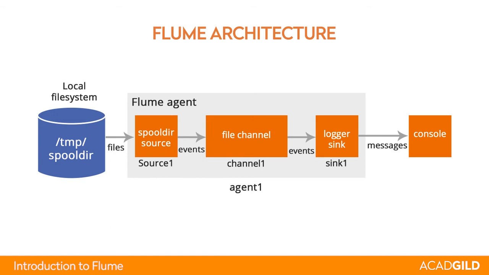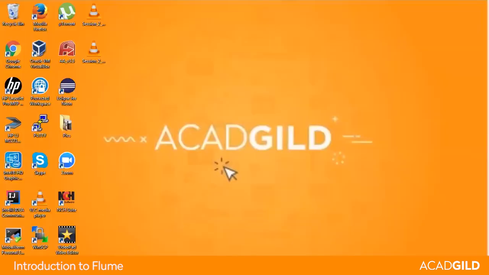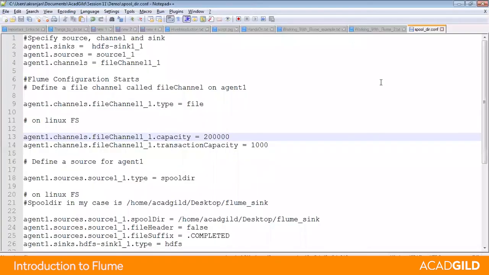Let's take a look at what the configuration file looks like. spool_dir.conf. The configuration file is essentially a Java properties file. With Agent 1, we specify sinks, sources, and channels, like what the different names are.